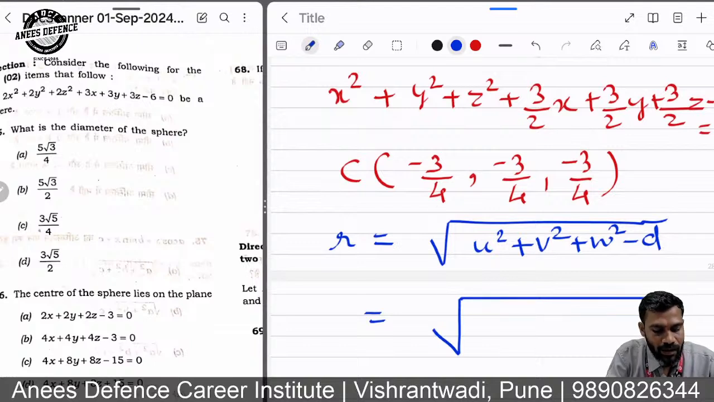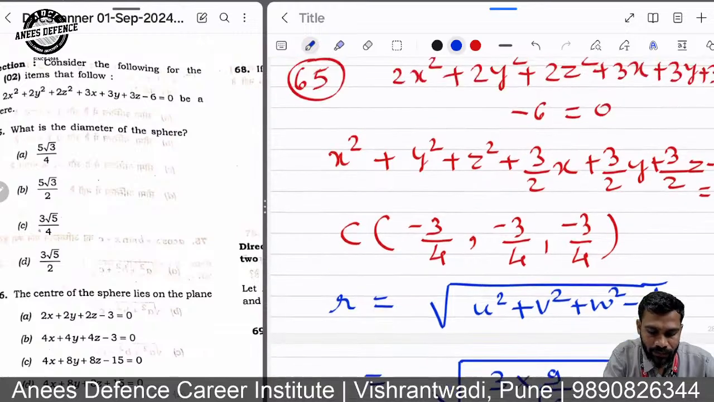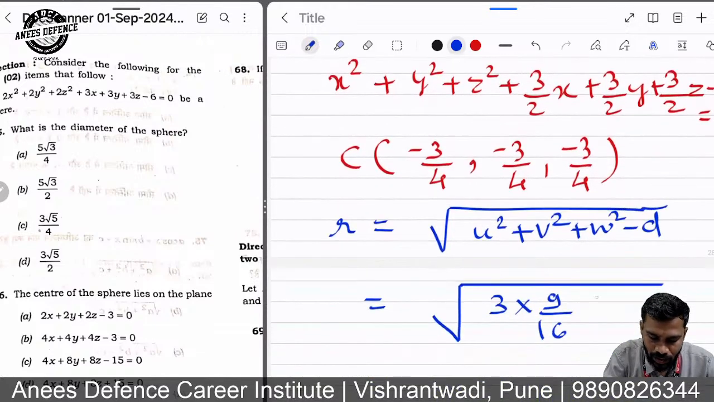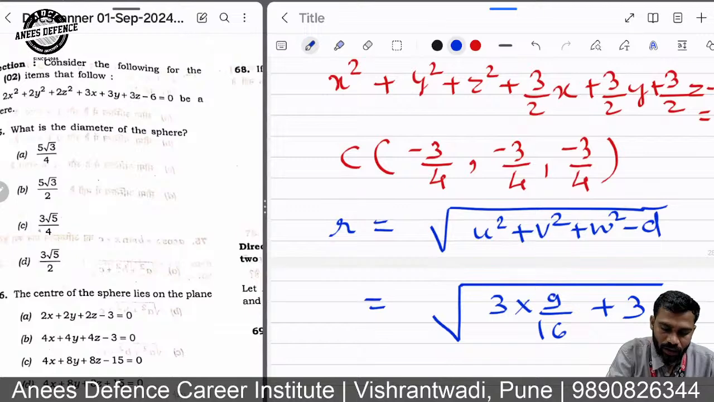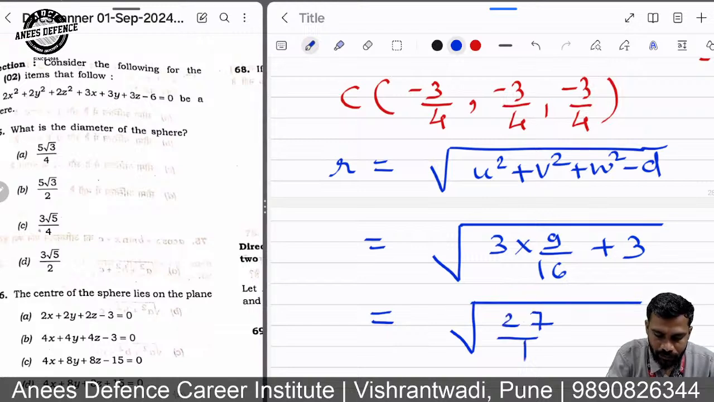9 by 16, you will get the value of u square, v square, and w square. So I can write 3 into 9 by 16. And the constant term we have got here is minus 3, so that will give you plus 3. Now, if you simplify this, you will get the radius, right? So radius will be like square root of 27 by 16 plus 3.